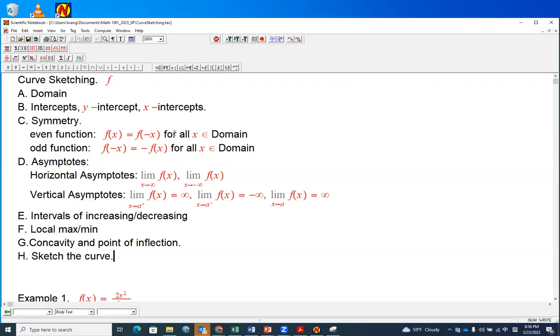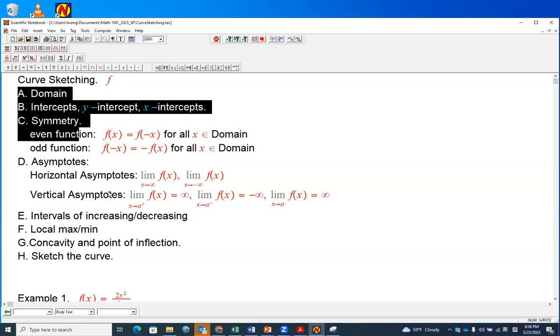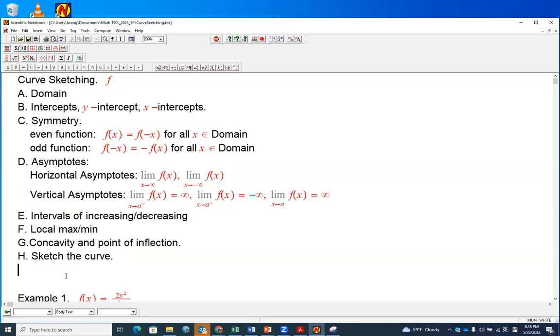Well, in this recording, I wish to talk about some more examples of the curve sketching. And of course, we still have the guideline. Okay, so let's look at another example. Example number 2. This example, I pick from the textbook.